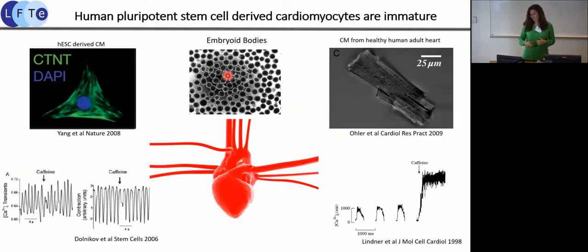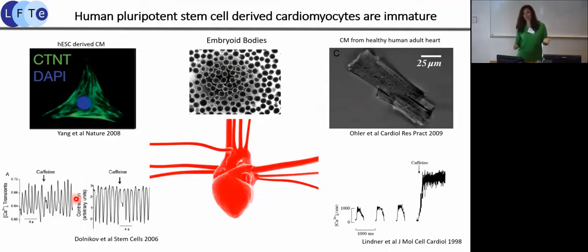And they result at some point, after about 2 to 3 weeks of differentiation, in beating cardiomyocytes. On this side, if you look at these pluripotent stem cell-derived cardiomyocytes, you can see that they're polygonal, triangular in shape, in contrast to adult cells, which are rod-shaped, much, much larger, and have these registers of cross-striations.